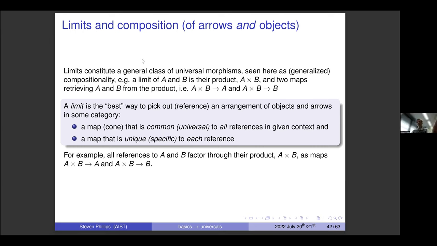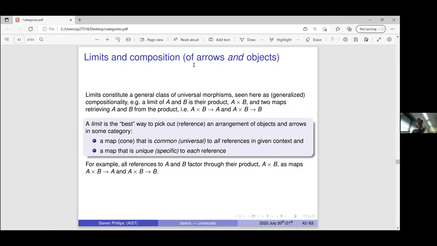The only key point I want to mention here is that previously, when I talked about composition, the composition operation was always composition of arrows. The critical issue is that when we talk about compositionality in cognitive science, we typically think of it in terms of composition of objects, like putting two objects A and B together. Limits give you both options, so it's a more general notion of compositionality. We've already seen an example of this in some of the previous slides. For example, the product of two objects, A times B, is a limit. It's a form of compositionality and a form of universal morphism called a limit. That's the motivation for introducing limits.